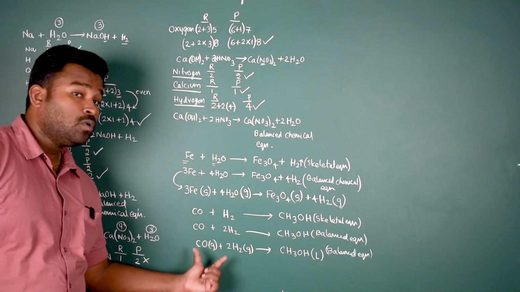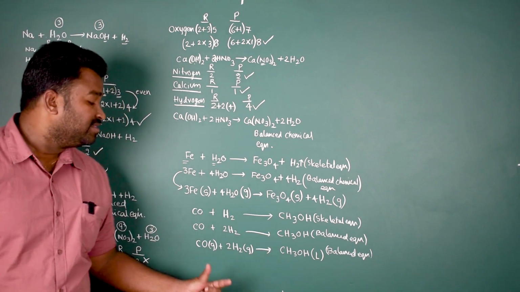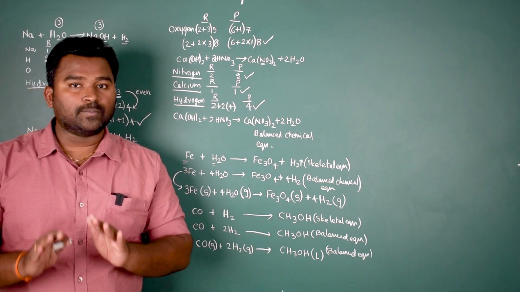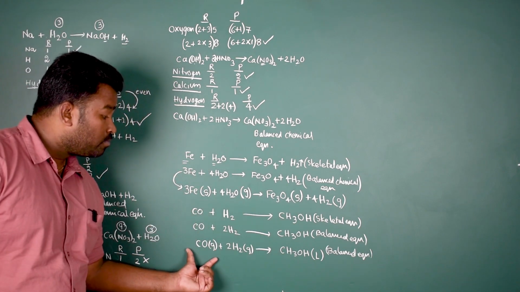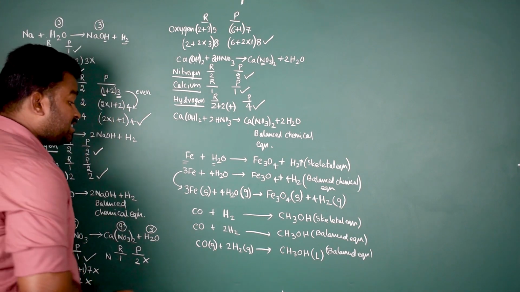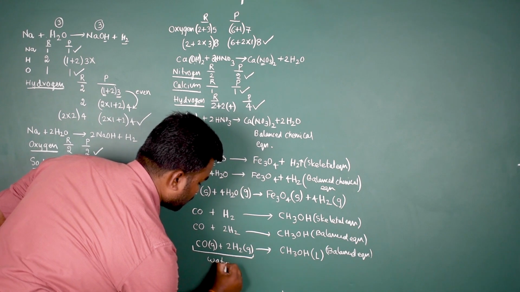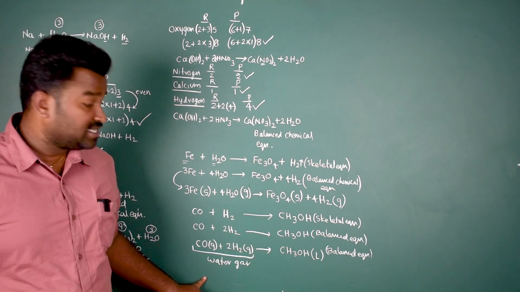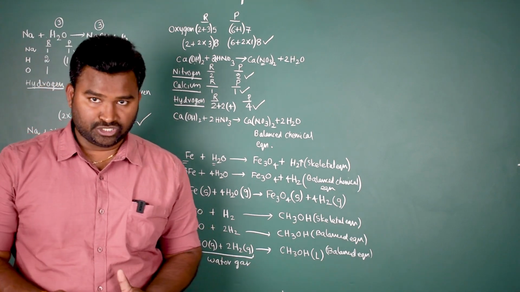Now, there is more to this particular equation. What exactly I mean is, this particular reaction will not occur under normal atmospheric conditions. Understood? You know, the mixture of carbon monoxide with hydrogen is known as water gas. What is it? Water gas. And this water gas will form methyl alcohol at very high pressures.